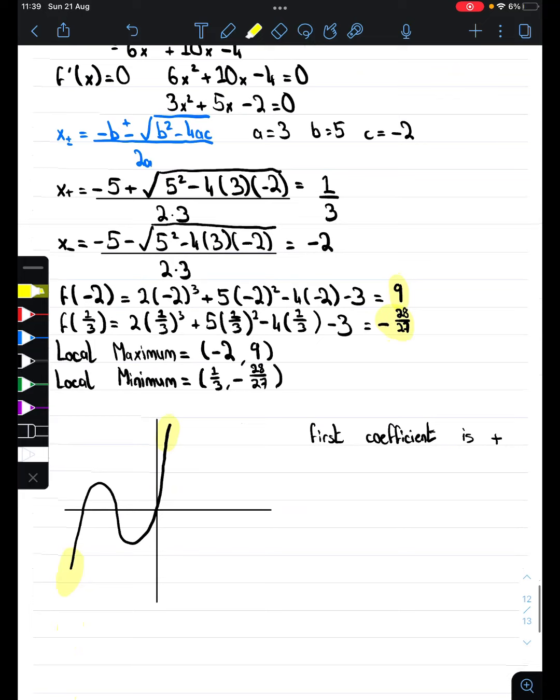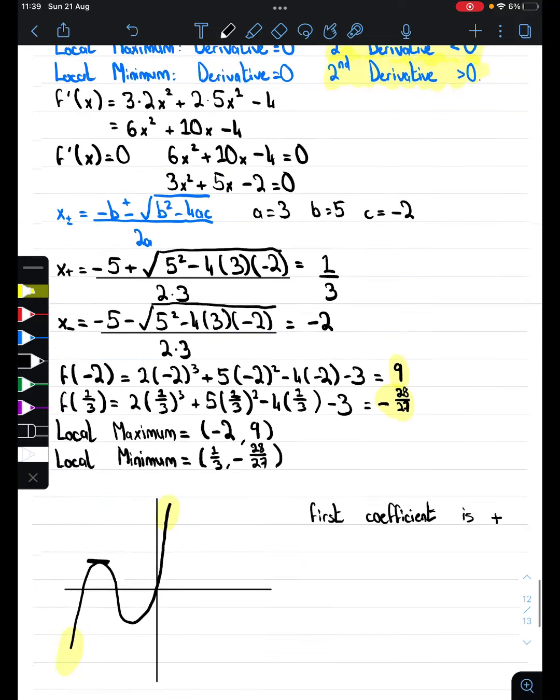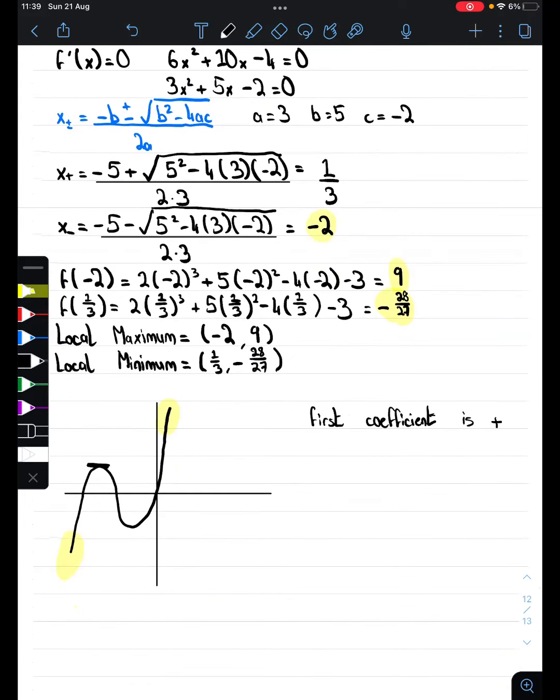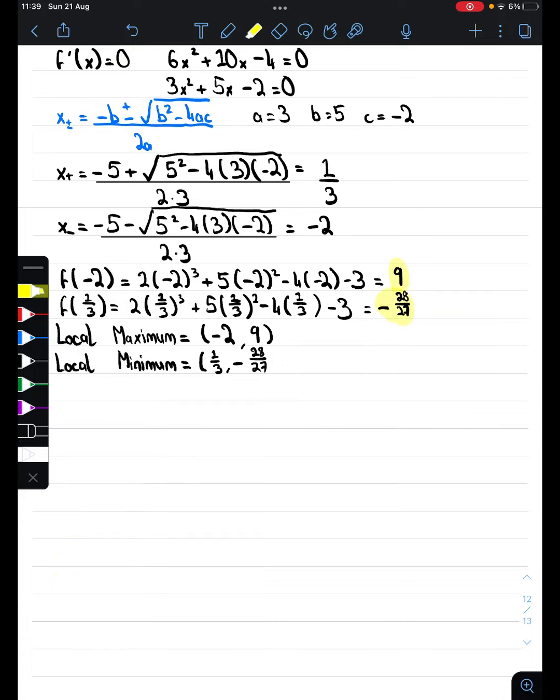So you could have just said that the first one, the one further to the left, in this case -2, would be the maximum, because we can just see that on our graph, and the one further to the right, in this case 1/3, would be our minimum. But that's just to let you know a little something about cubic polynomials that it might be useful to know. But these are our answers. This is all you need to give.